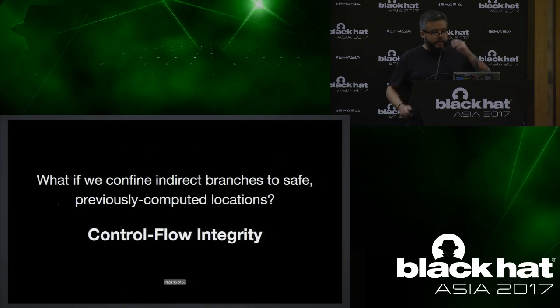Okay, so what if we confine the indirect branches to safe, previously computed locations? This is basically the idea behind control flow integrity. Originally, indirect branches can redirect control flow to wherever they want, but preventing this kind of permissiveness is what we want to avoid when we implement something like control flow integrity. So basically, we find which addresses each indirect target should point to, and we enforce this.